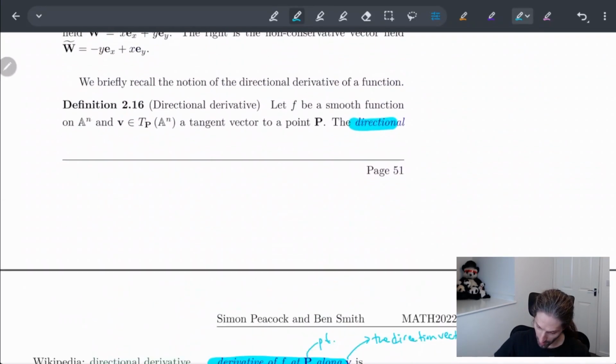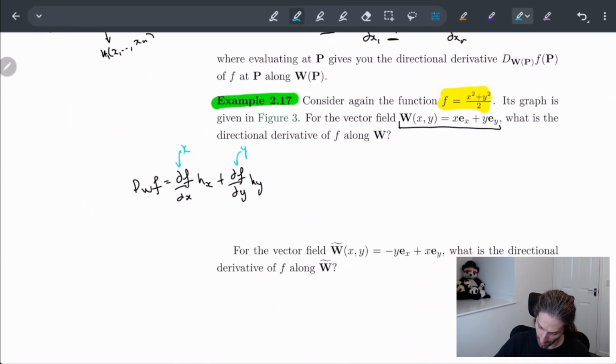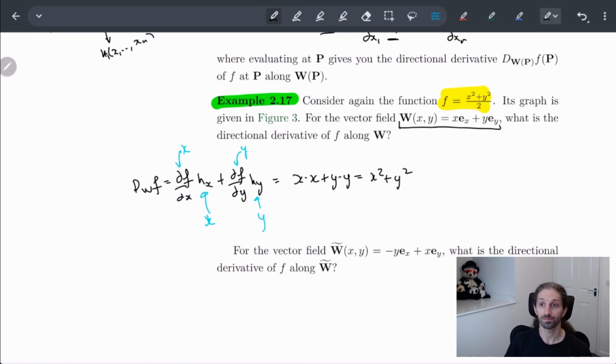So in other words, we can just use these. So this is h, this is x, and this is y. So this is just equal to x times x plus y times y, so it's x squared plus y squared. In other words, the slope of f is going to increase quadratically as we go further from the origin.